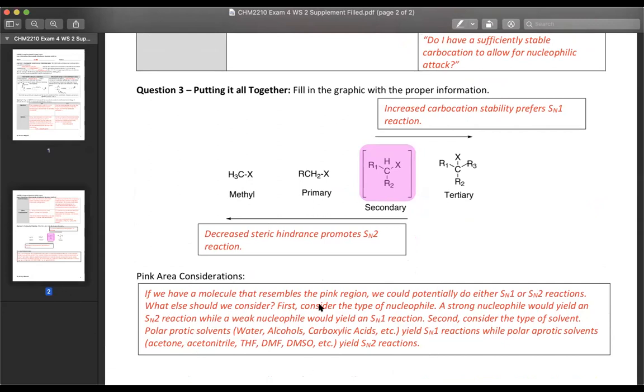If we have a molecule that resembles this pink region, so something that's secondary, we could potentially have either Sn1 or Sn2 conditions. What else do we need to consider? Well, first consider that nucleophile. Is it strong? Is it weak? Remember, strong would be Sn2, weak would be Sn1.